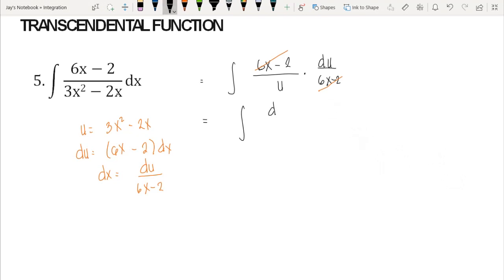of du over u, and we know that the integration of du over u is equal to the natural logarithm of u plus c, from our previous integration rule. And we know that our u, let's get back our u equation, then we have u is 3x squared minus 2x, then we have plus c. So this is the integration of 6x minus 2 over 3x squared minus 2x using u substitution.